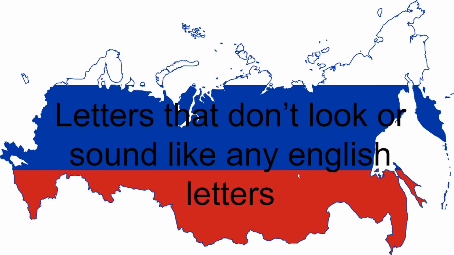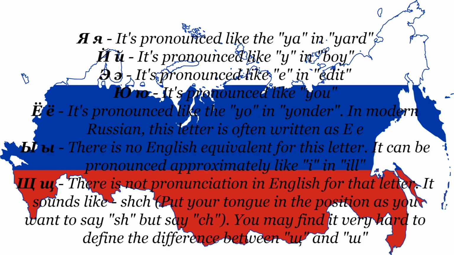Moving on, now we have letters that don't look like or sound like any English letters. So we've got, I believe, 7 of them here. First one is Ya, which is a backwards R. It's a backwards capital R, and it makes the YA sound, Ya, as in yard. The next one is the Y sound, as in the word boy.